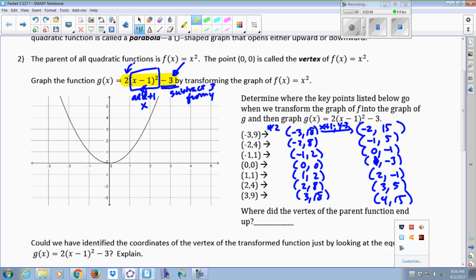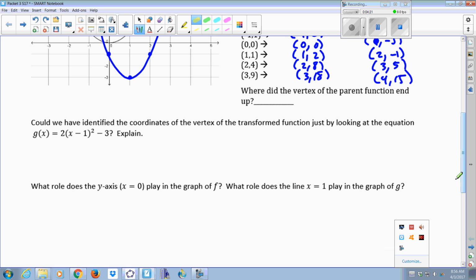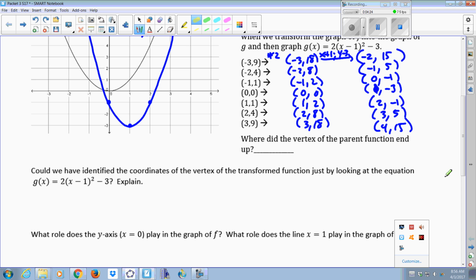So let's graph those now. -2, 15, I can't because I don't have a big enough scale on my y-axis. So let's just start with -1, 5, 0, -1, 1, -3. And now notice your symmetry kicks in. 2, -1, 3, 5. So now if we graph this new function, it looks like this. So where did the vertex of our new parabola end up? What are the coordinates of the vertex of our new parabola here? 1, -3.